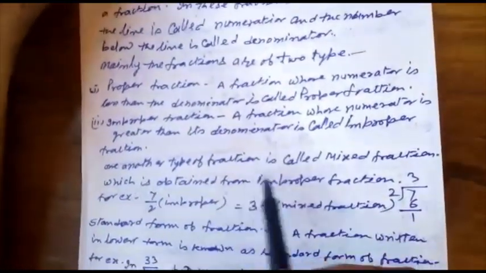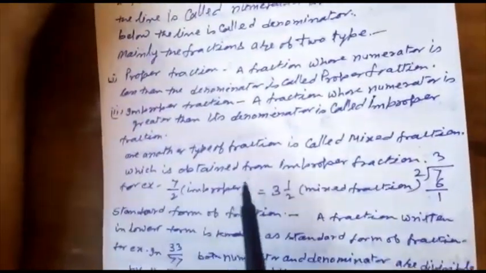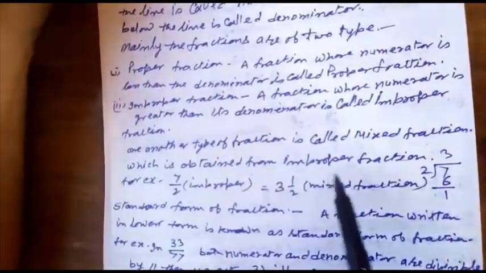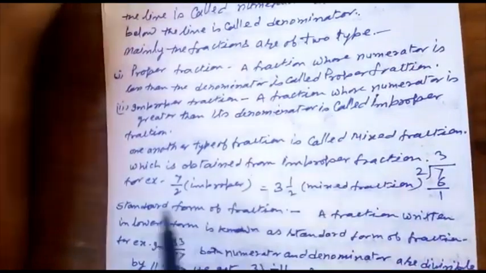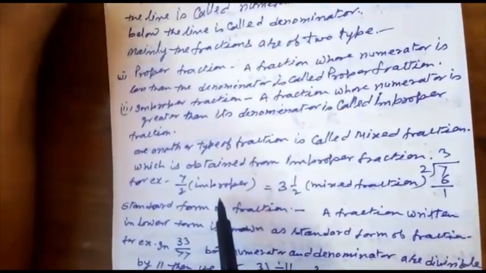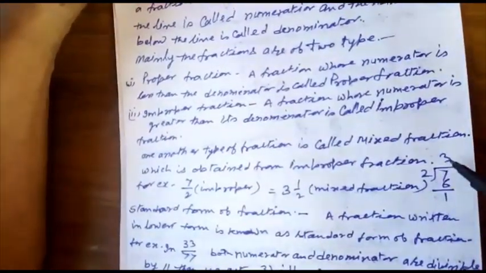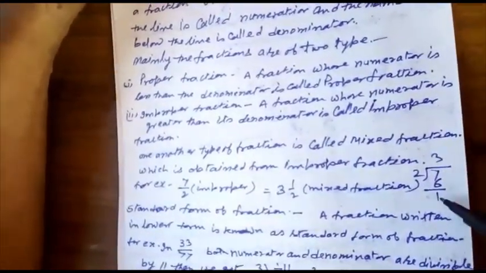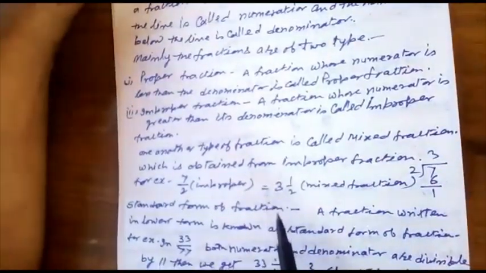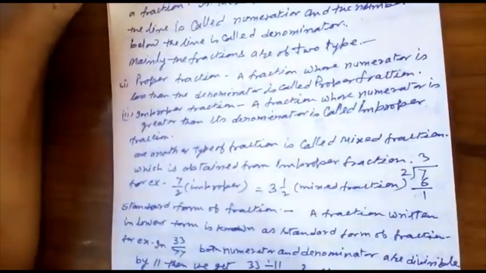Another type of fraction is called a mixed fraction, which is obtained from an improper fraction. For example, 7 upon 2 is an improper fraction. If we divide 7 by 2, then 2 3s are 6 and 1 is the remainder, so it will be written in the form of 3 whole 1 upon 2, which is called a mixed fraction.